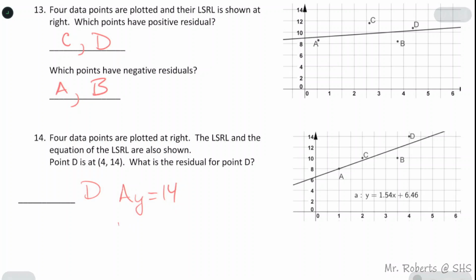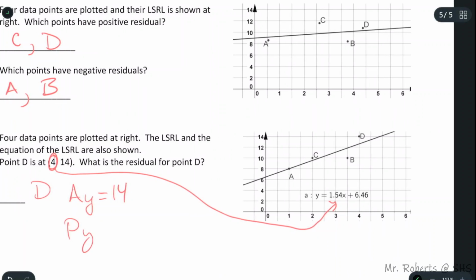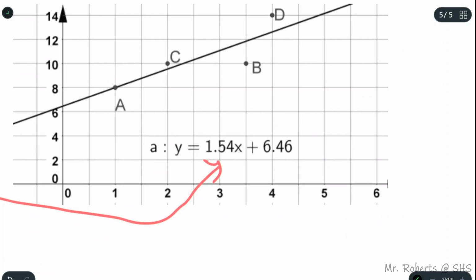The predicted y I'm going to find. How do I find the predicted y? I'm going to take this value of x and plug it into my equation. The actual value of x is 4, and I'm going to plug it into that equation. So let me grab the calculator again.